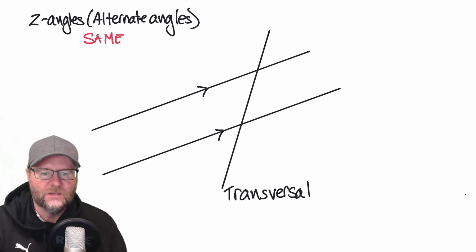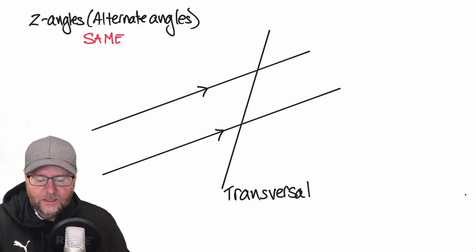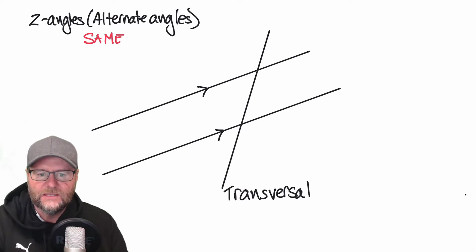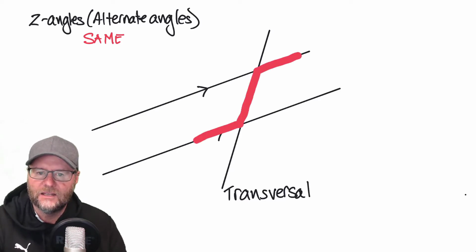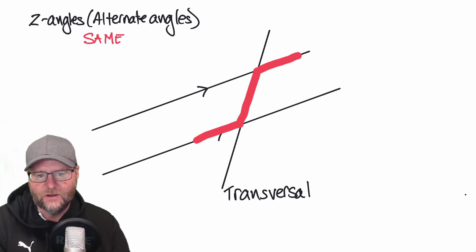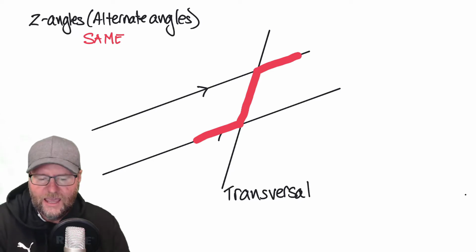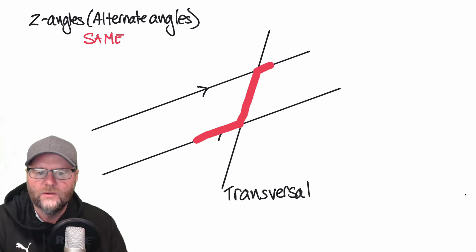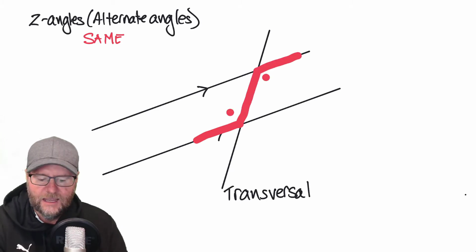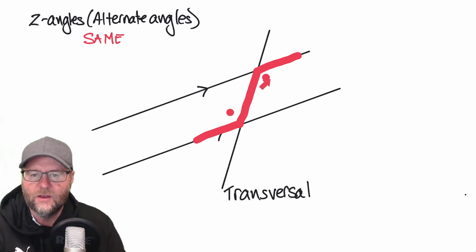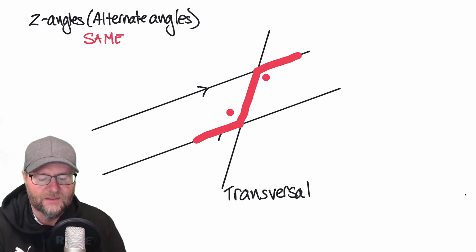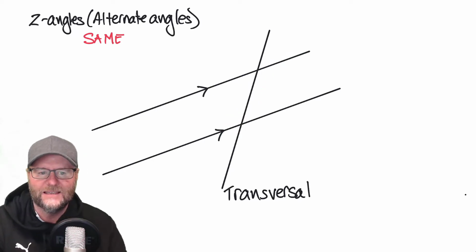So what else can we see on here? Well, hang on, before we go on, the Z doesn't have to always be in the same place. This is a Z angle as well. So imagine this was a back to front Z that's kind of been stretched out. Okay, that is also a Z. So that means I've also got alternate angles in these two places. So I know that these two angles are the same. All right, there's our Z angles.